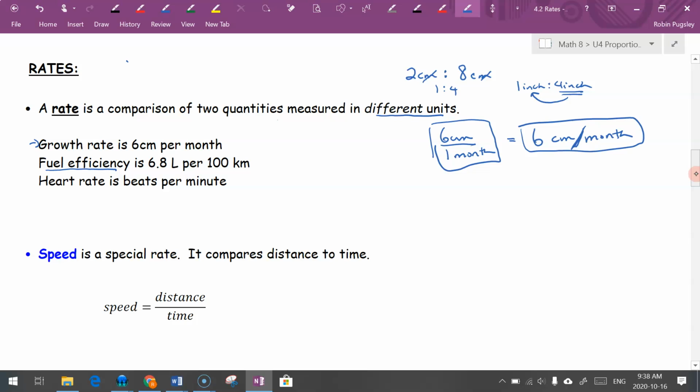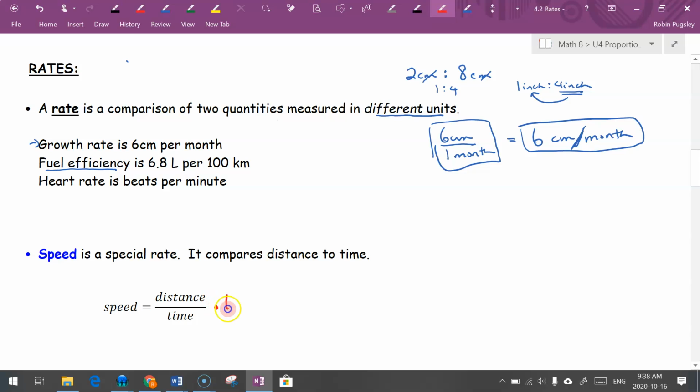Speed is a special rate. We use it a lot. Speed is distance as compared to time. So using the speed, if we had 100 kilometers per 2 hours, we could write that as 50 kilometers per hour. Using the speed formula, we can also create, now that we know our algebra skills, 3 different formulas.